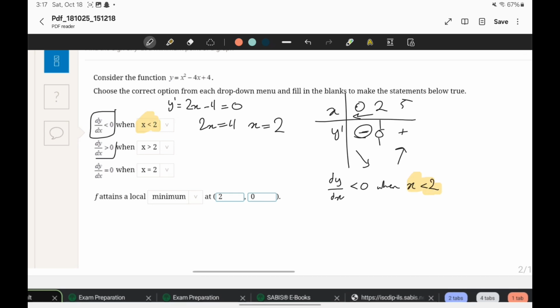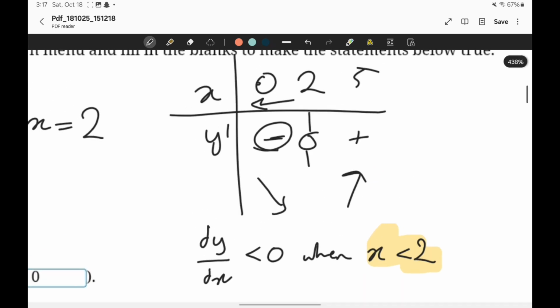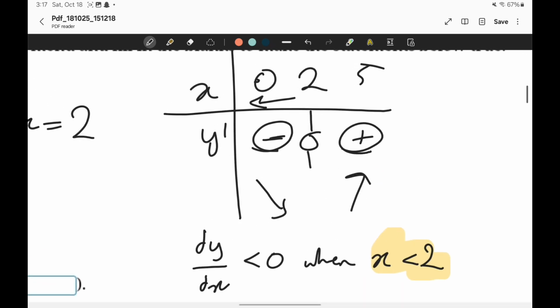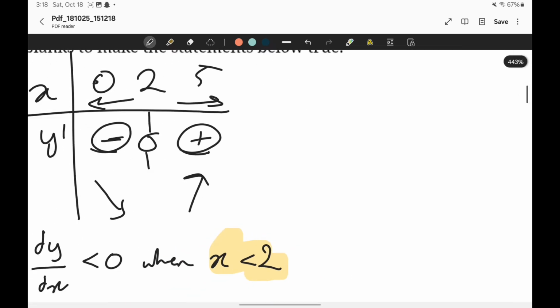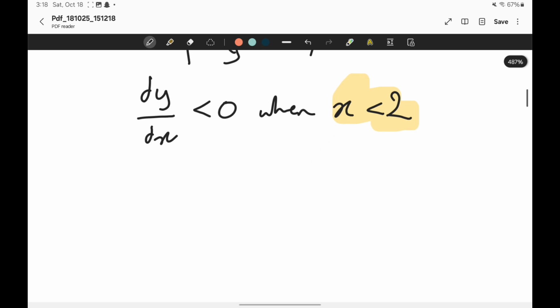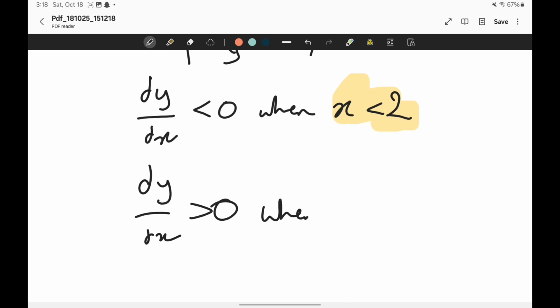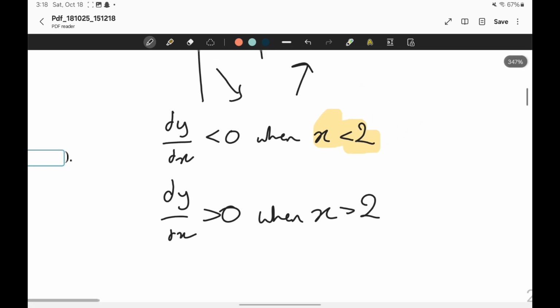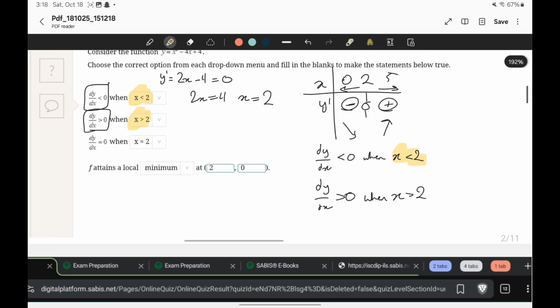Yeah, so that's the first part here, when x is less than 2. And for the second part, they're asking for when the derivative is greater than 0. So you look at the table, when is it positive? It's when x is bigger than 2. Right? So we could also say that dy over dx is positive when x is bigger than 2. Yeah, and that's the next answer. Now this last one is when it's equals to 0. When it's equals to 0, you just give them the points that you have. So here equals to 0, it's at 2. So just say x is 2.